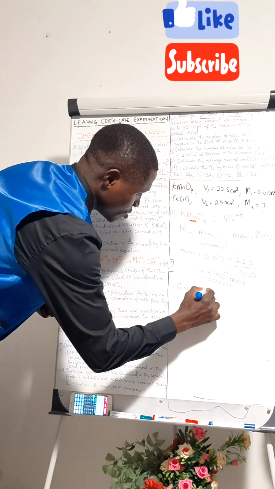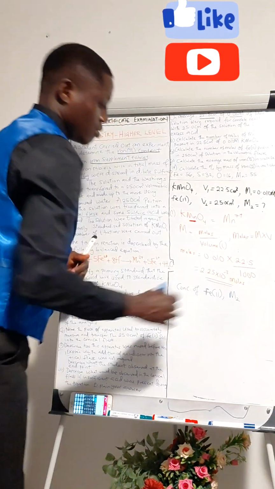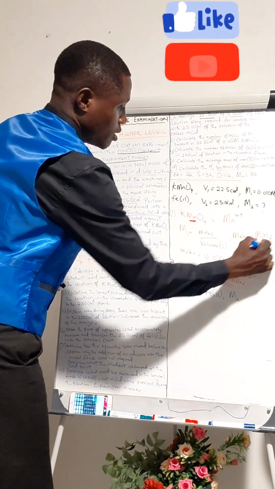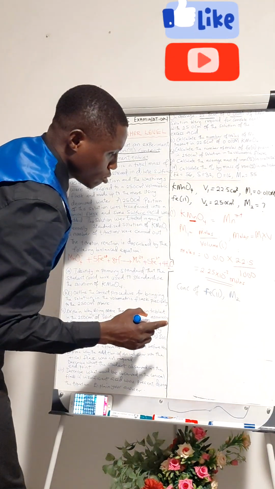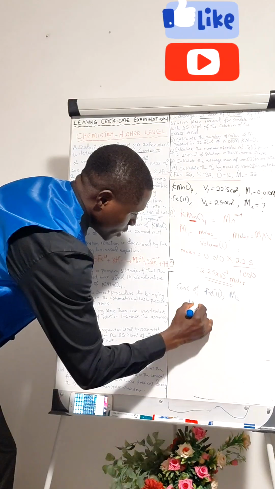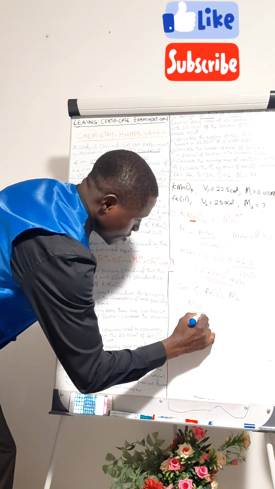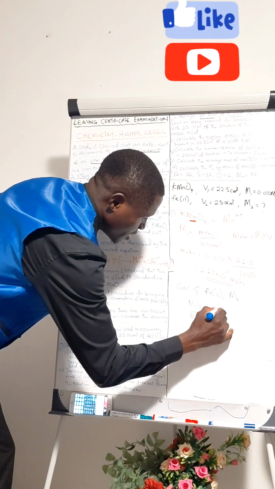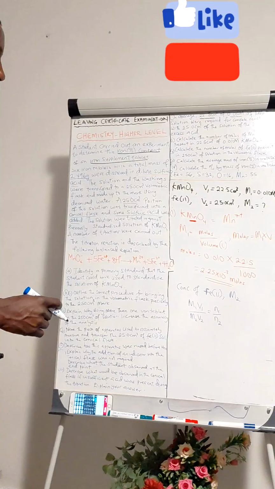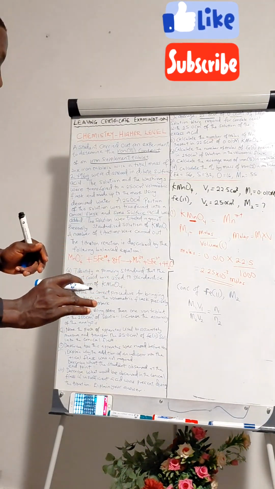Concentration of the iron 2 first, which is known as molarity 2. Don't forget, this is molarity 1. So now molarity 2 can be gotten using this formula: M1 V1 over M2 V2 equal to N1 over N2. I'll teach you how to use this formula. This is what we call the quantitative formula in volumetric analysis.